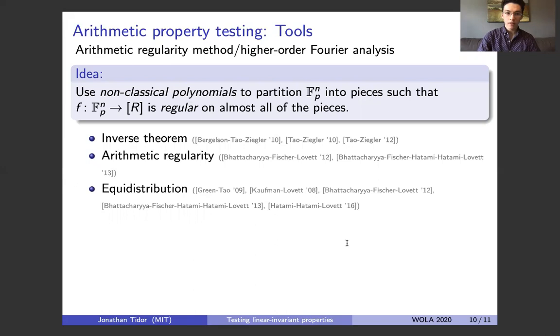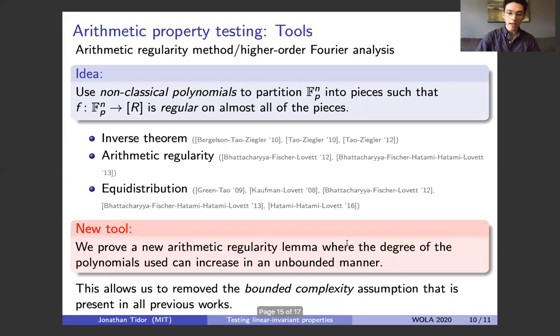So the arithmetic regularity method was used by various people to prove various partial results presented on the last slide. We add one new tool to the arithmetic regularity method. We prove a new arithmetic regularity lemma where the degree of the polynomials present in this regularity lemma is allowed to increase in an unbounded manner. This new idea allows us to remove the bounded complexity assumption that was present in all the previous works.